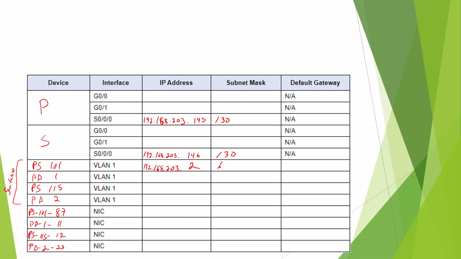Alright, so .2, that'd be a /26. So the next one would be 115. 115 was .98, and that was a /27. Next one would be PD1, which is .66 with a /27. Last one would be 130 with a /28. I'm going to finish filling out the address chart. Alright, and I'm going to double check just to make sure that all looks correct.